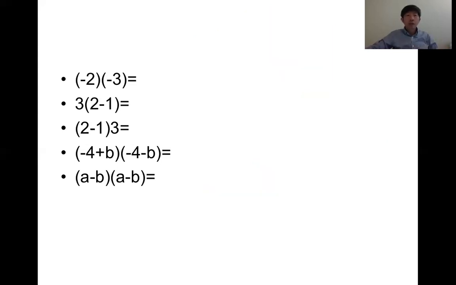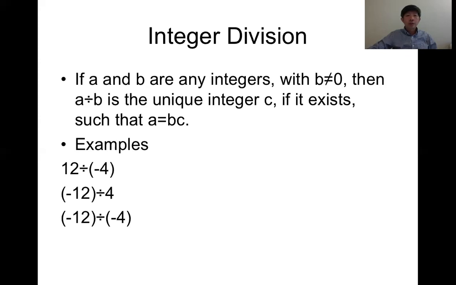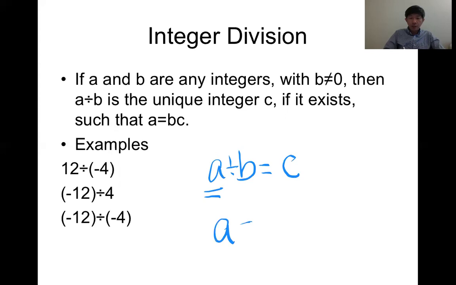All right, let's see what's next. Next, we're going to talk about integer division. If a and b are any integers with b not equal to 0, then a divided by b is a unique integer c if it exists such that a equals b times c, all right? So a divided by b equals c, and then if we want to find out what a actually is, all right, a actually is b times c, okay?